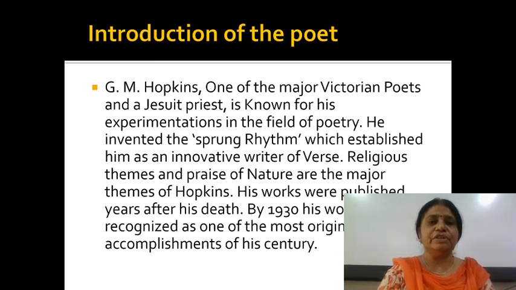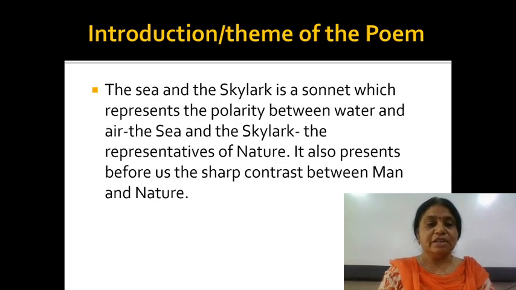So, first of all, we give an introduction of the poet. G.M. Hopkins, one of the major romantic poets and a Jesuit priest, is also known for his experimentations in the field of poetry. He invented the sprung rhythm, which established him as an innovative writer of verse. Religious themes and praise of nature are the major themes of Hopkins. His works were published years after his death. He never published during his lifetime. But by 1930, his works were recognized as one of the most original literary accomplishments of his century.